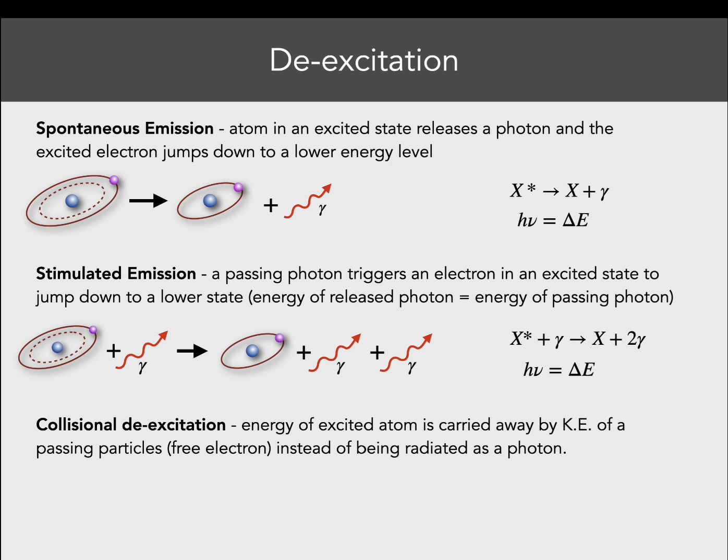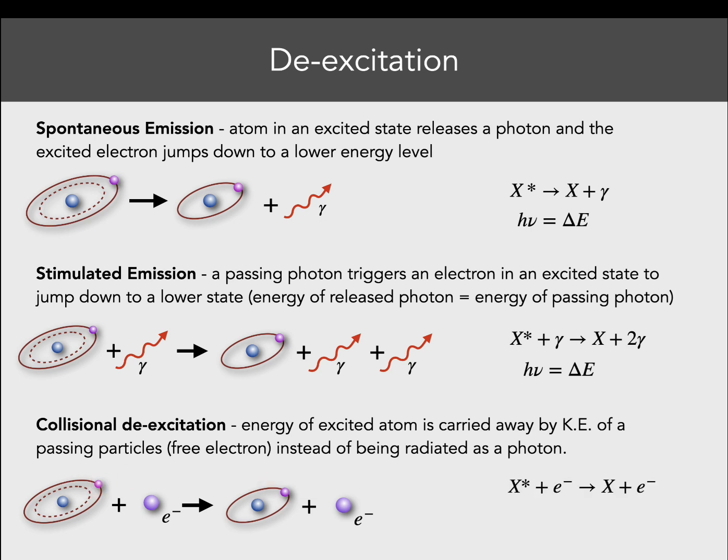So the third way to bring an electron back down is through collisional de-excitation. So here you have a passing particle. It could be a free electron or another atom. This passing particle bumps into it, and that triggers the atom to de-excite into, say, the ground state. So again, we've got an excited state plus some passing particle leads to the neutral state.